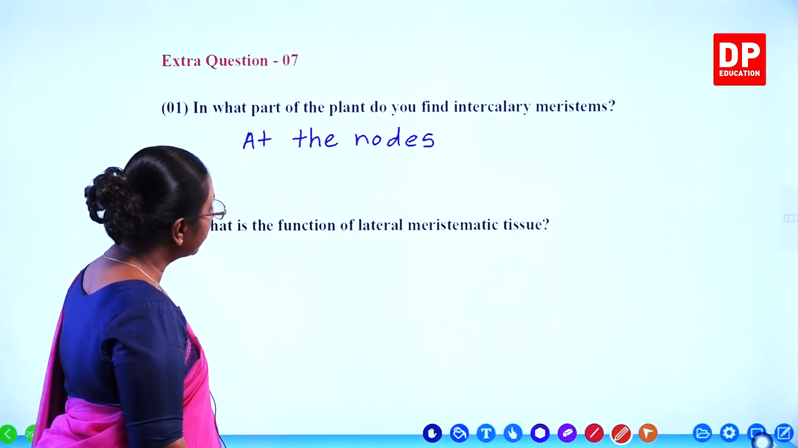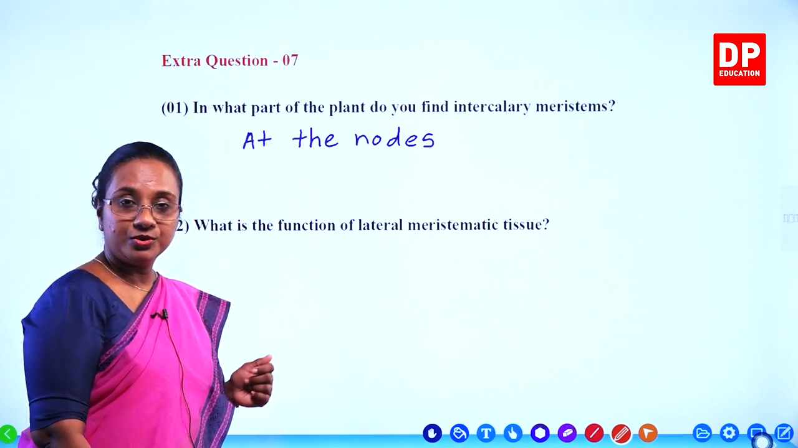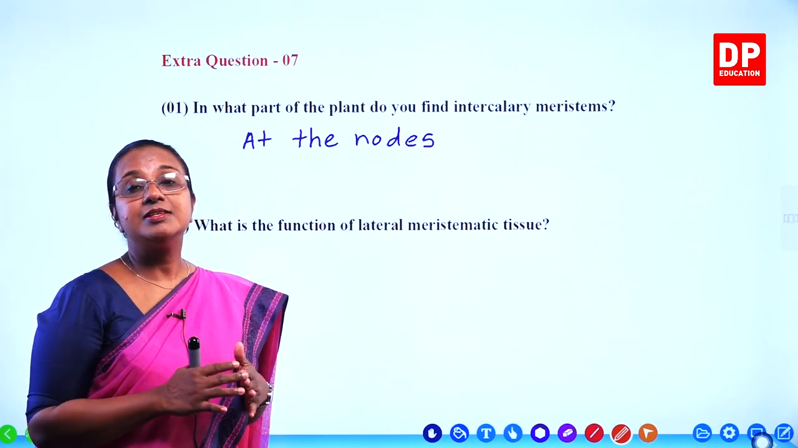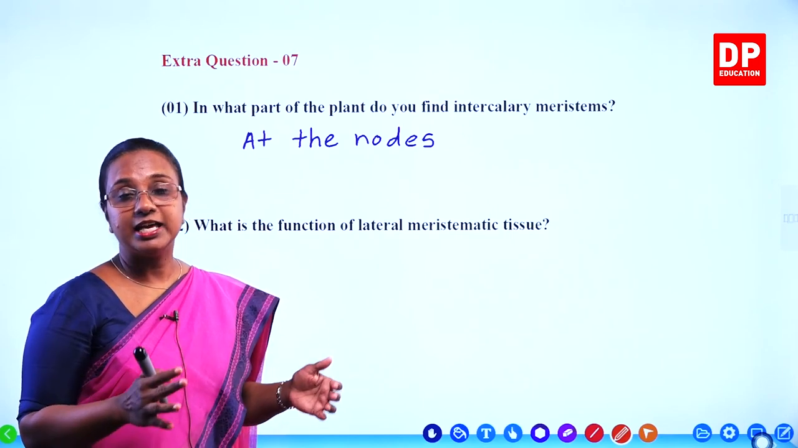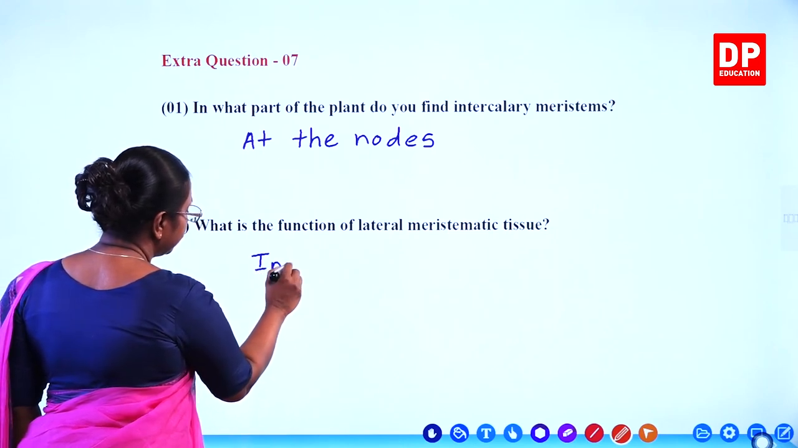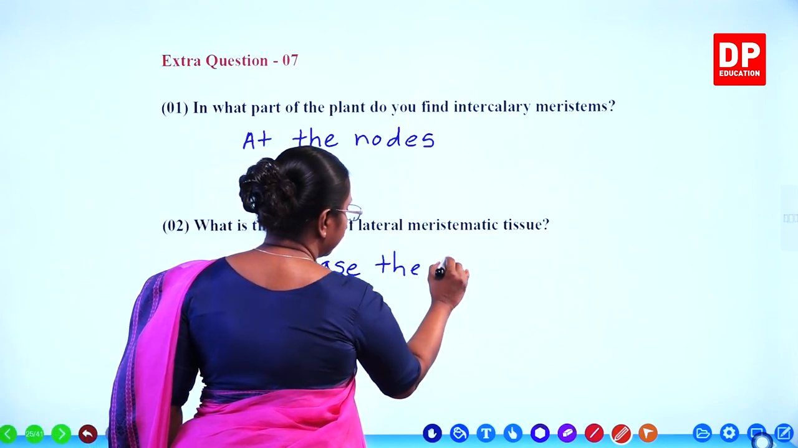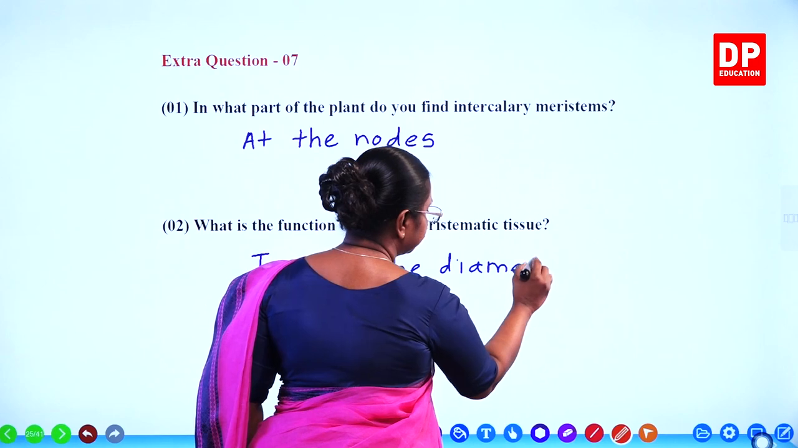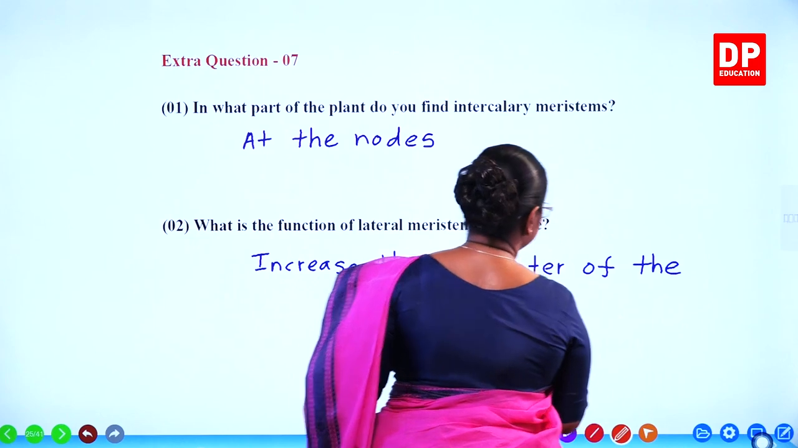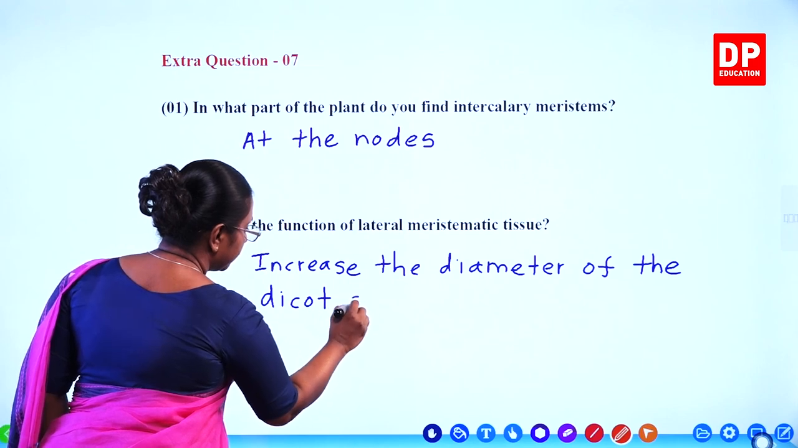What is the function of lateral meristematic tissue? You know the function of lateral meristems? They help to increase the diameter of dicot stems. So the function will be increase the diameter of the dicot stem.